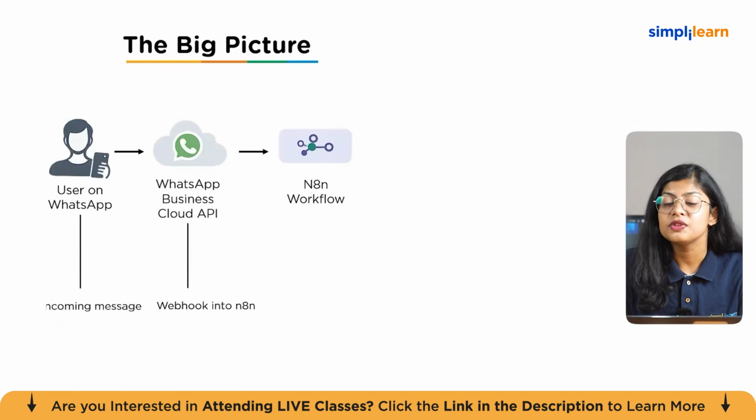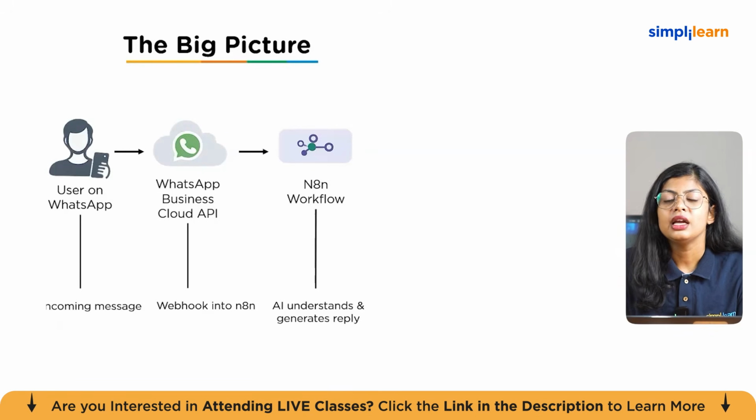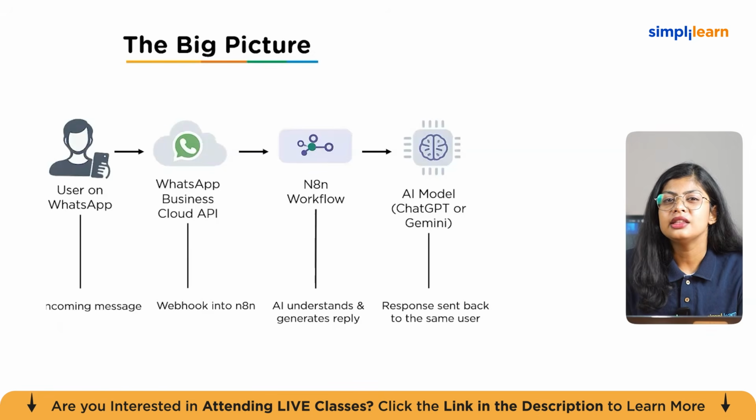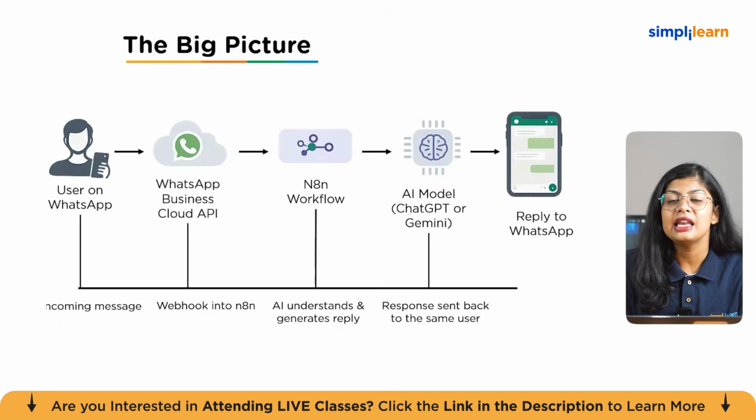When the message arrives, a webhook, think of it like a doorbell, notifies n8n. It says new message incoming and n8n springs into action. n8n then sends that message to your AI model, whether you choose ChatGPT, Claude, or even Gemini. The AI reads the question, understands the context, and generates an intelligent response. This is where the real AI happens. Finally, the response travels back through the WhatsApp API and lands in your customer's WhatsApp inbox.